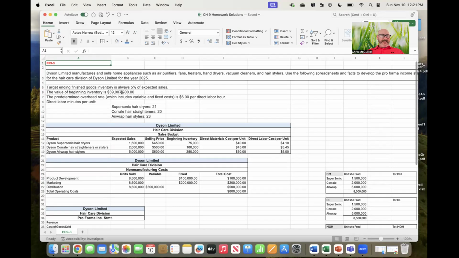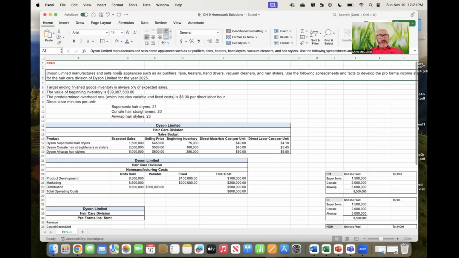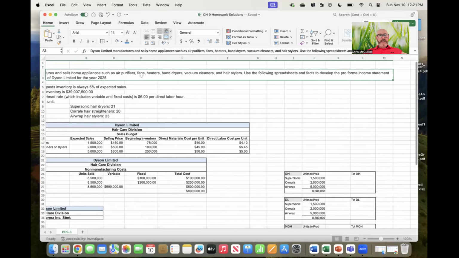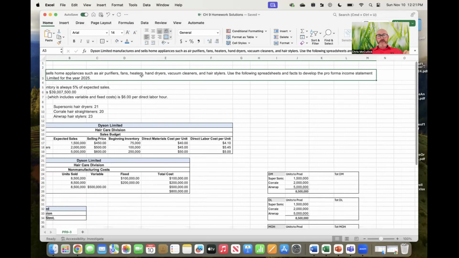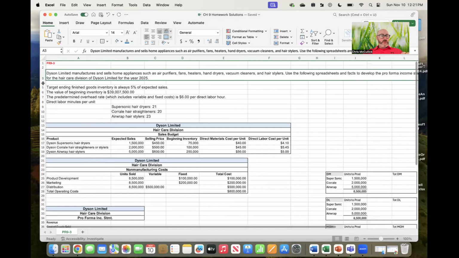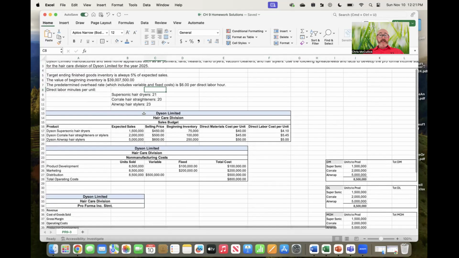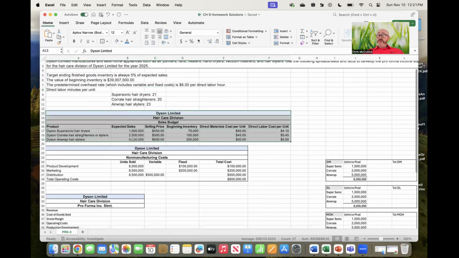So this says that Dyson Limited manufactures and sells home appliances such as air purifiers, fans, heaters, hand dryers, vacuum cleaners, and hair stylers. Use the following spreadsheets and facts to develop the pro forma income statement for the hair care division of Dyson Limited for the year 2025. So they give us some information, and then a few schedules or budgets that we're going to use in order to prepare the pro forma income statement.